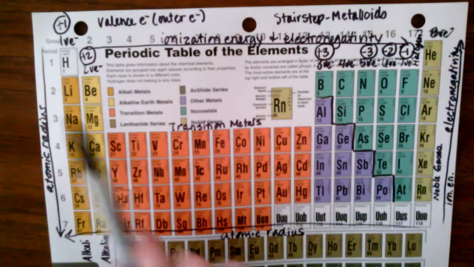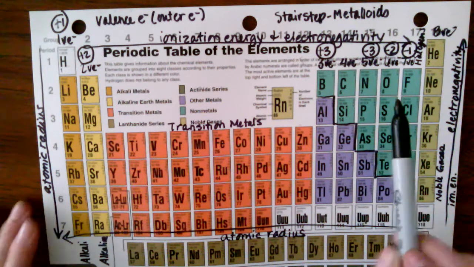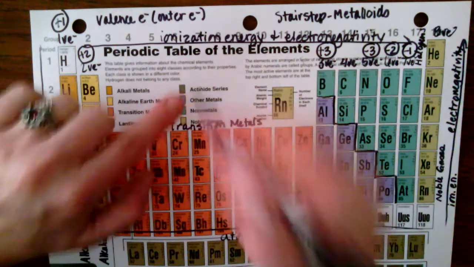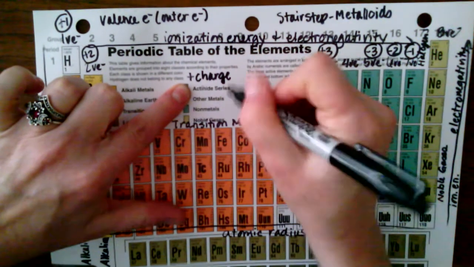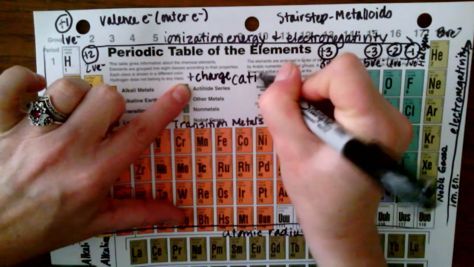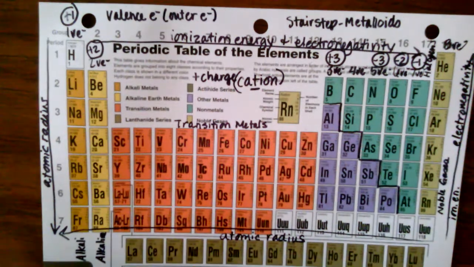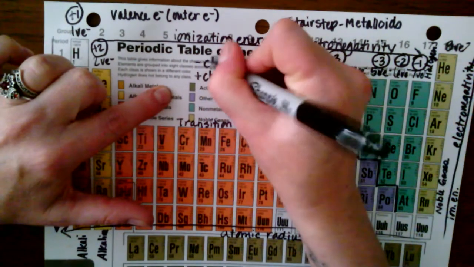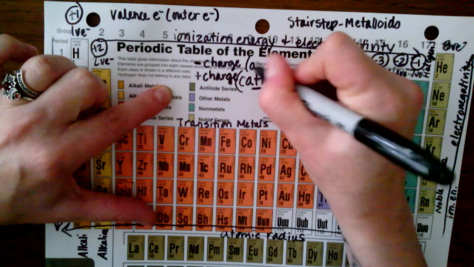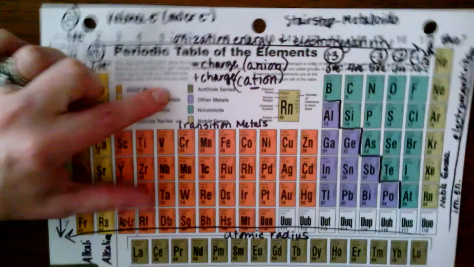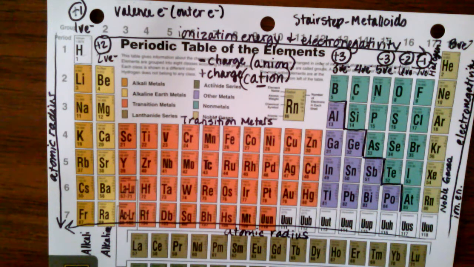Notice that the metals have positive charges. Nonmetals have negative charges. Positive charge is called a cation. And always remember that the t looks like a positive. If it has a negative charge, it's called an anion. Those have negative charges. So cations are your metals, anions are your nonmetals.